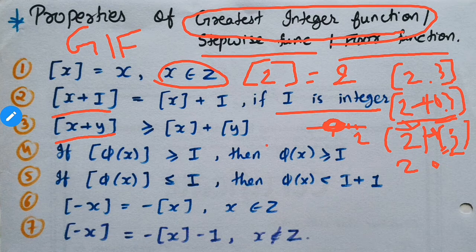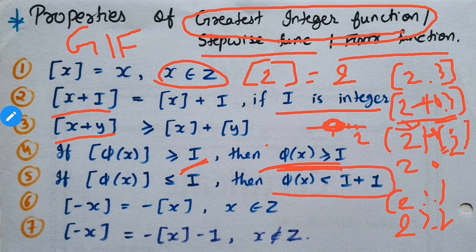Now if greatest integer function of x is greater than or equal to integer I, then x is greater than or equal to integer I. It is obvious because let's take a value 2.1, so its greatest integer function is 2. That is obvious, it's going to be greater than or equal to 2. Means 2.1 is greater than 2. Now if greatest integer function of x is less than or equal to I, then we can write x is less than 1 plus I.